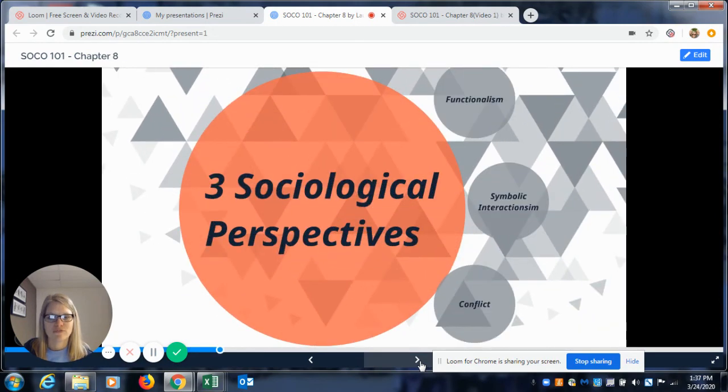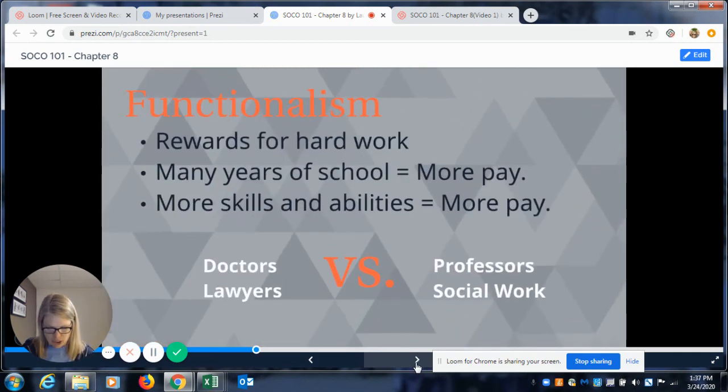So the 3 sociological perspectives, remember, are functionalism, symbolic interactionism, and conflict theory. First we're going to look at functionalism. Remember, functionalism is all about society being a system of interrelated parts. If one part of society is affected, it will cause a domino effect and affect the other parts. Remember, society is like a human body, with all of the organs having to work together.